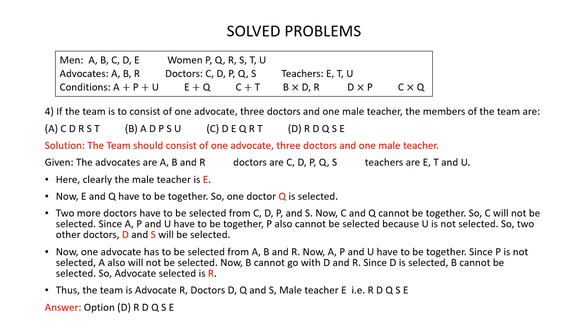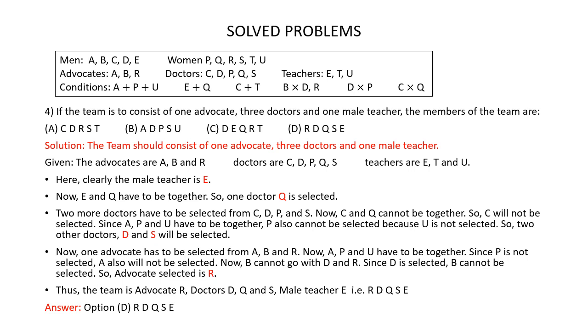Now the team should consist of 3 doctors and only 1 doctor has been selected. So 2 more doctors have to be selected. Now we know that the doctors are C, D, P, Q and S. Now Q has already been selected. So 2 more doctors have to be selected from C, D, P and S.